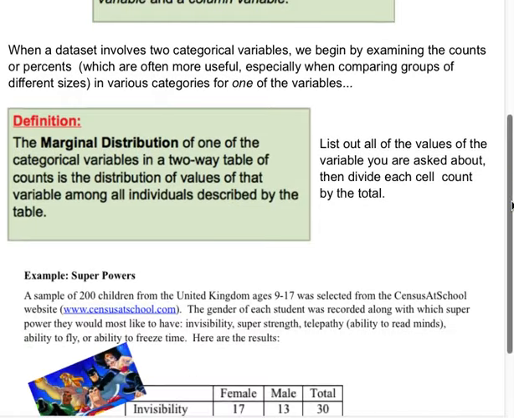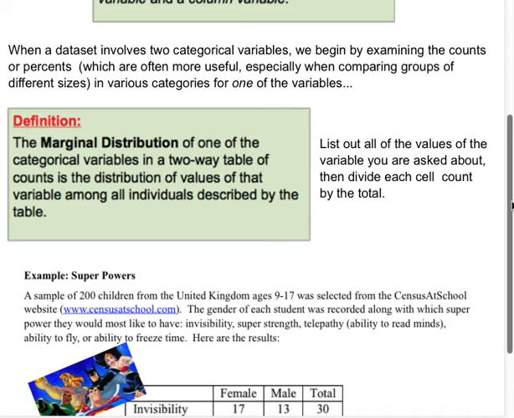When a data set involves two categorical variables, we begin by examining the counts or percents, which are often more useful, especially when comparing groups of different sizes, in various categories for one of the variables. So again, when you're comparing them, if you have 100 people talking about one variable and only 50 about another, well, those counts are different. So counts aren't that useful. It's percentages that end up being useful when we're talking about categorical variables.